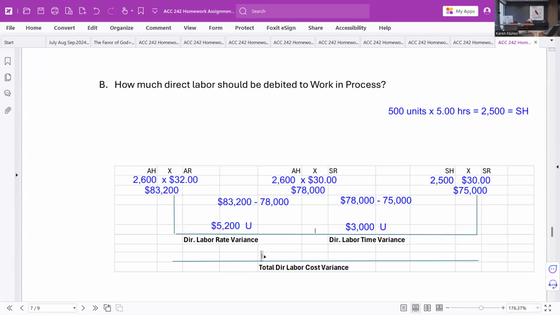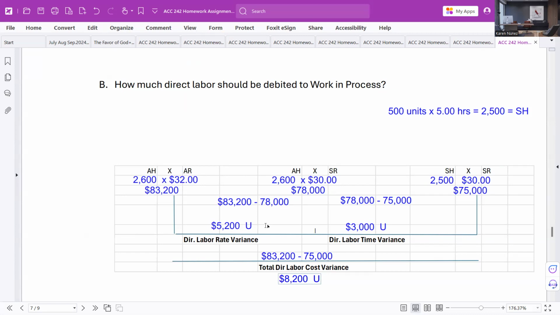And when we subtract the two ends, the 83,200 minus the 75,000 gives us that cost variance. That's 8,200 unfavorable. All right, the combination of these two things, an unfavorable rate variance and an unfavorable time variance. Paid too much, worked too many hours.